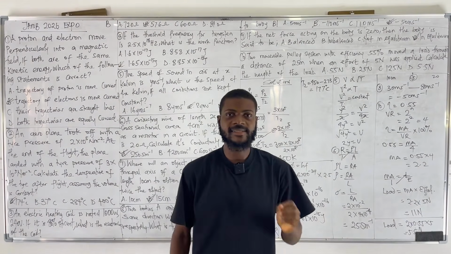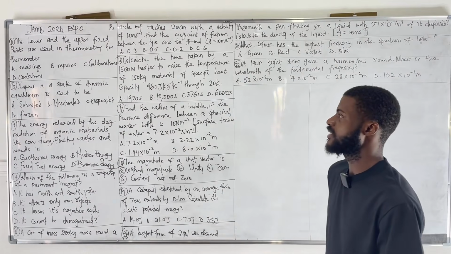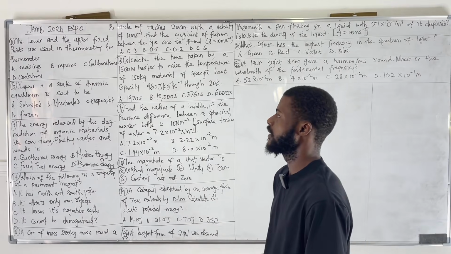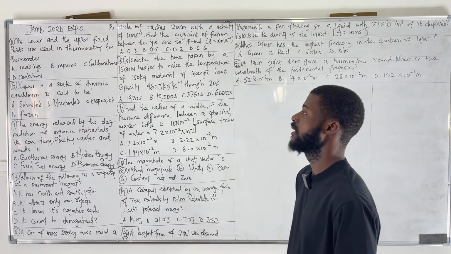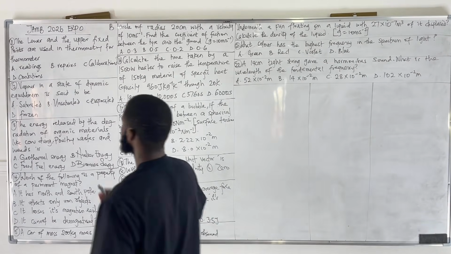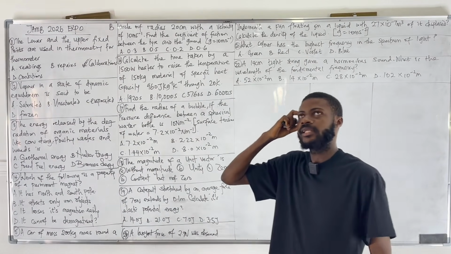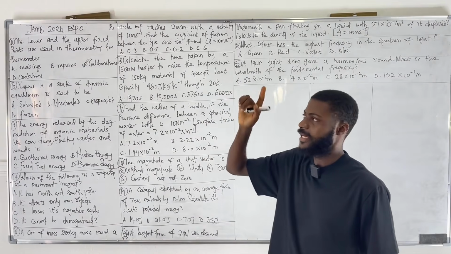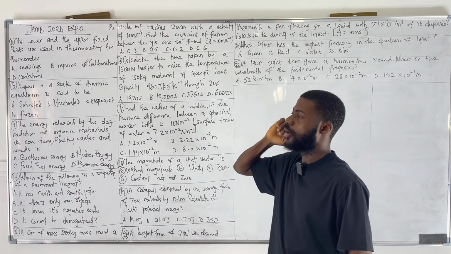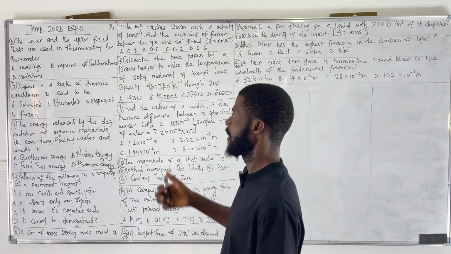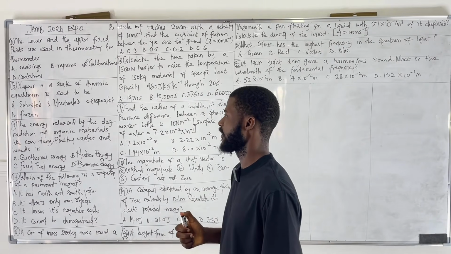Let's move on to the next set. All right, question 11 says the lower and the upper fixed points are used in thermometry for thermometer calibrations. Yep, that's what we use it for. So it's saying lower and higher. Lower is ice, then the upper one is the highest point. I don't want to go into details for that.